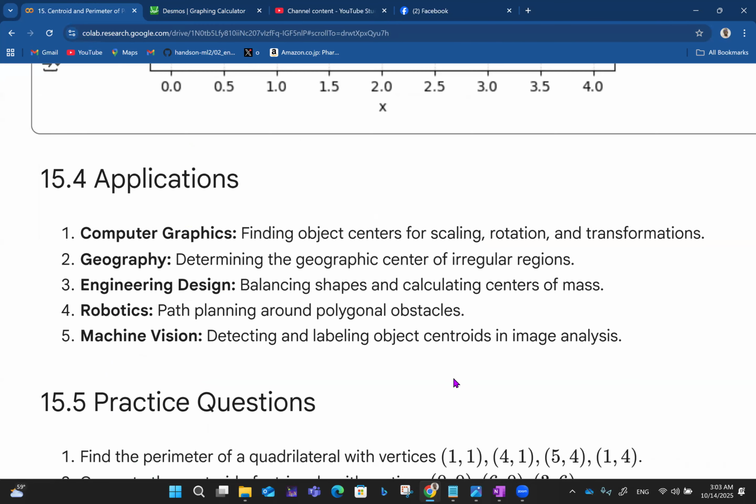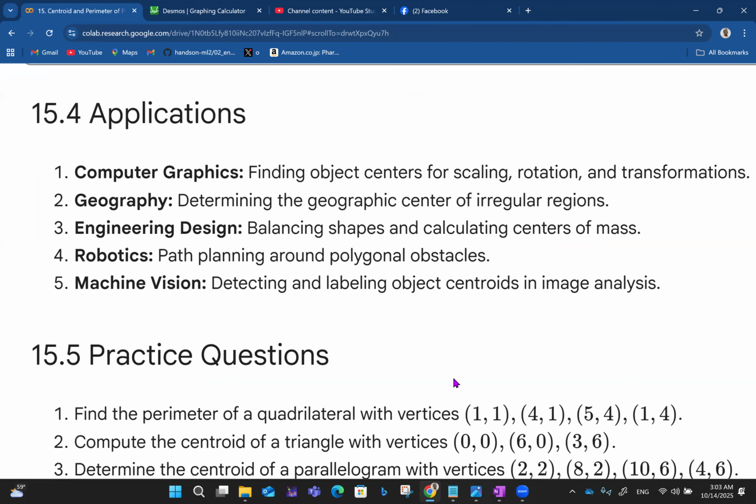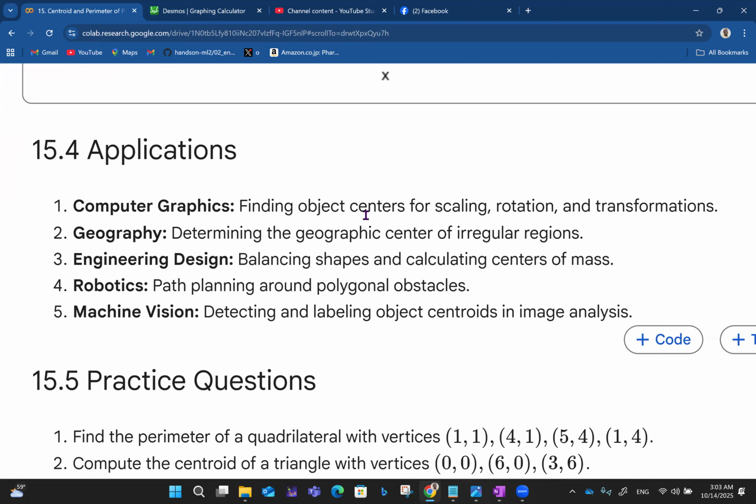So we have applications now. In computer graphics, finding object centers for scaling, rotation, and transformations. In geography, determining the geographic centers of irregular regions. So centroid and all that can help us. Engineering design, balancing shapes and calculating centers of mass.